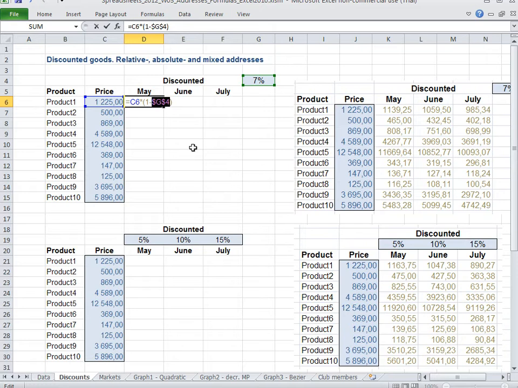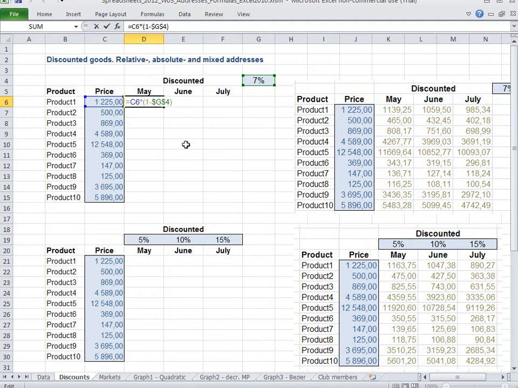The next thing to do is to consider C6, which is the initial price. We have to consider if when we are going to copy this formula up and down, we actually do want the blue cell to move down, so that it will just discount the price of the second product and the price of the third product and so forth. So no dollars here as far as we're concerned.